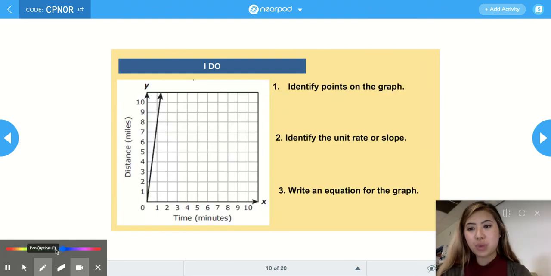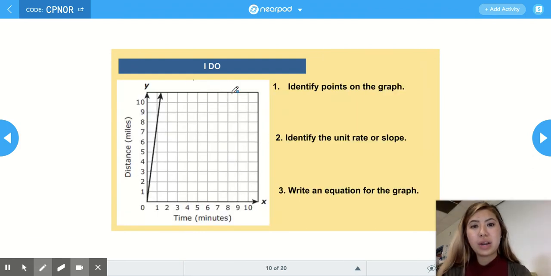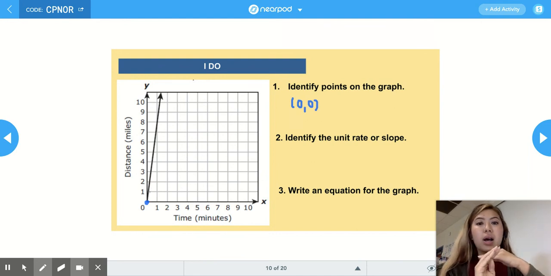In the next I-do problem, we're given this graph right here, and so we have to identify points on the graph. So our first point is going to be the 0, 0. You can always use the origin as a point to determine your slope from. And this isn't a good point because it's not at an intersection, or it's not where the 2 lines of the graph or the grid meet.